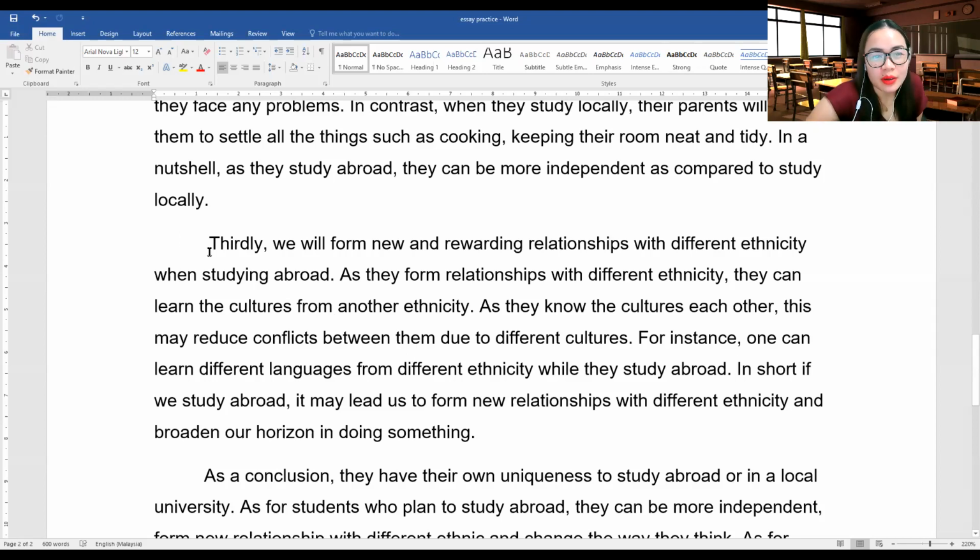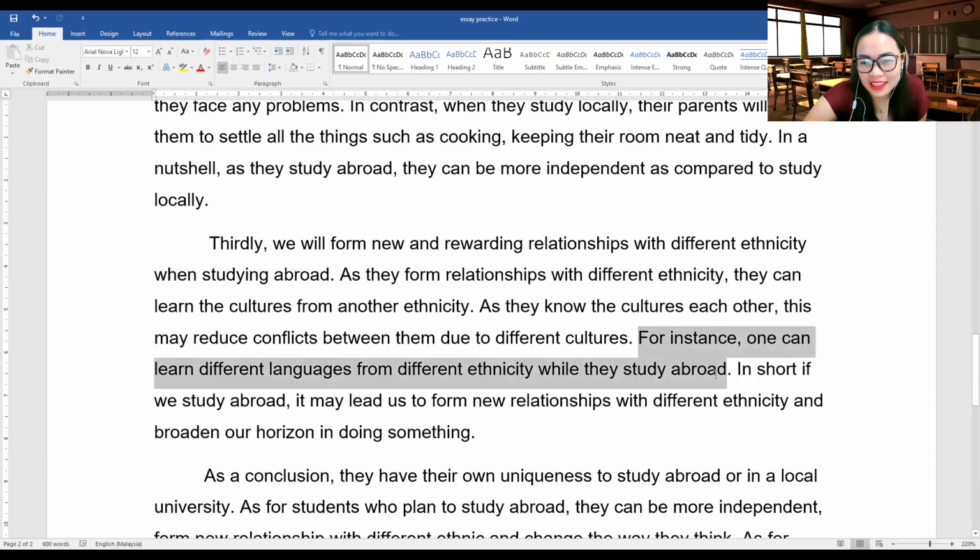"Thirdly, we'll form new rewarding relationships with different ethnicities when studying abroad." Correct, so this is a point. Her elaboration is if we are friends with people from different ethnicities, we learn their culture, we can reduce conflicts. I guess what she meant is we can understand each other, and then we can lessen conflicts. She did not explain this clearly here, but I get it.